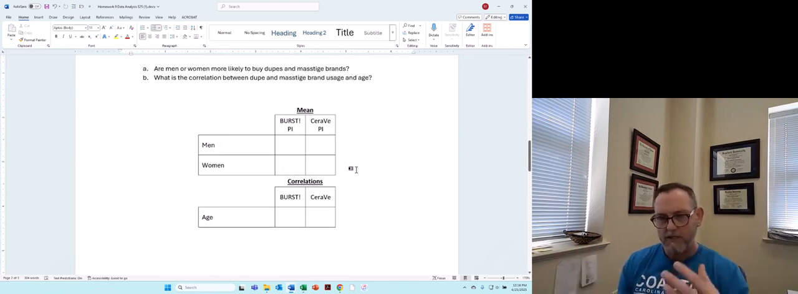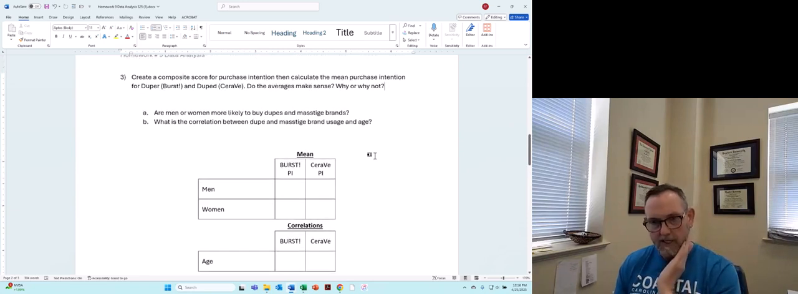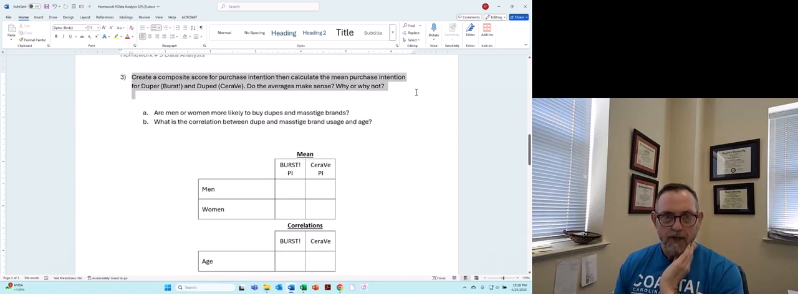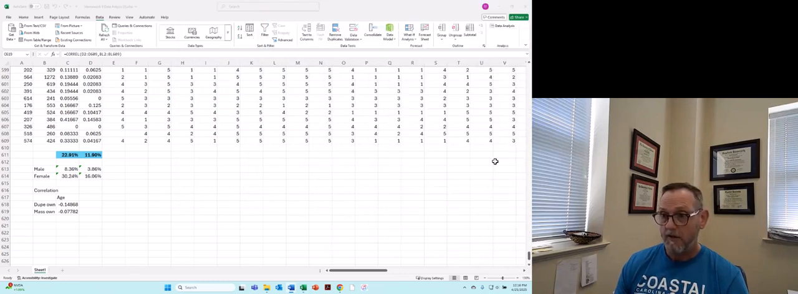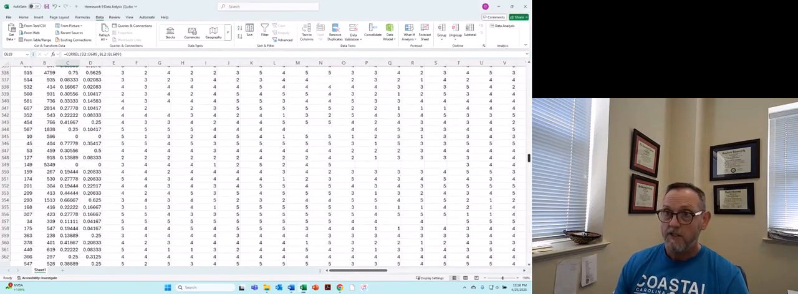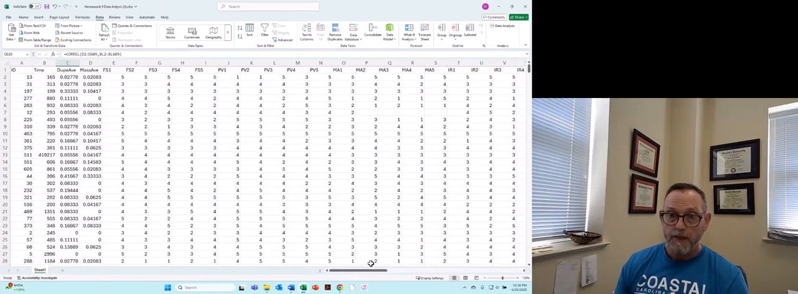So you're going to have to sort twice. And again, I'm showing you the mechanical way to do this. We can do it through some other methods too, but this is just the grinded out way. So, creating a composite score, and then comparing dupe, CeraVe and Burst on these averages of purchase intention. Okay, so let's do a composite score. You'll have to do some of these later, so let's do one so you know how to do them.